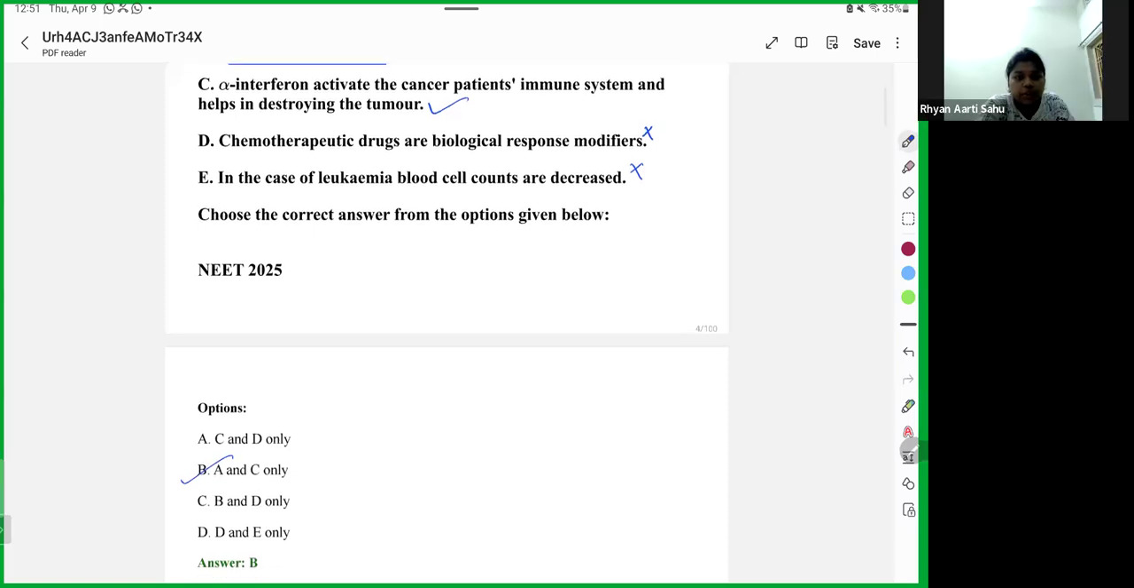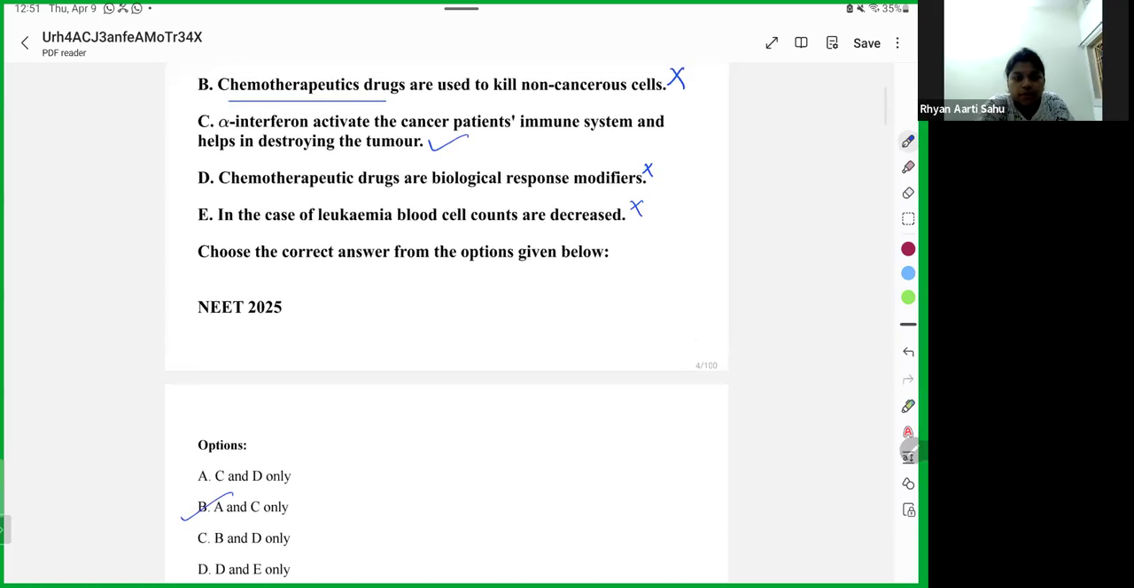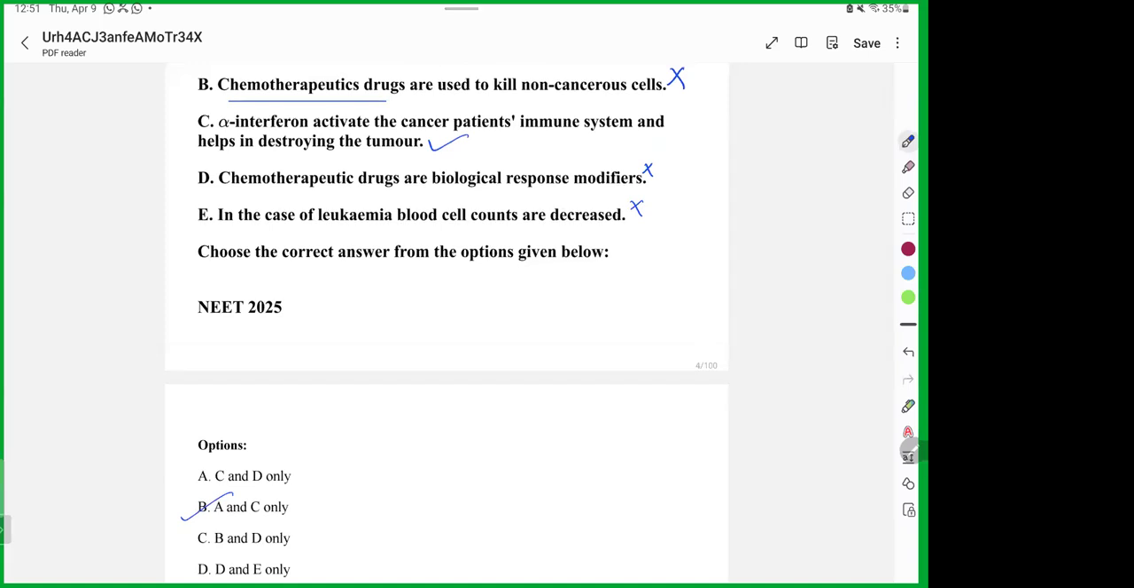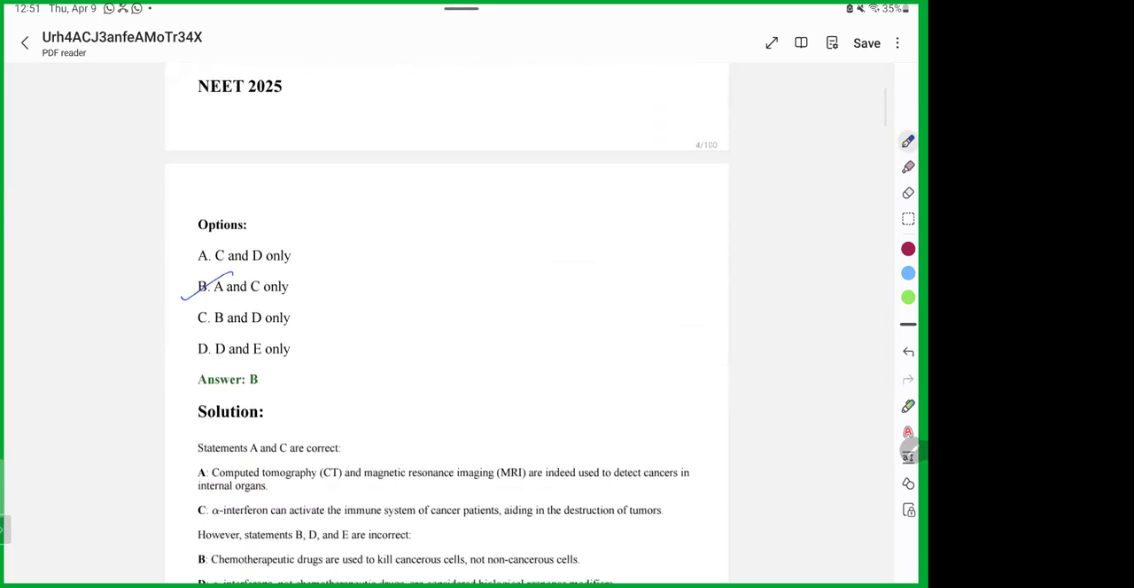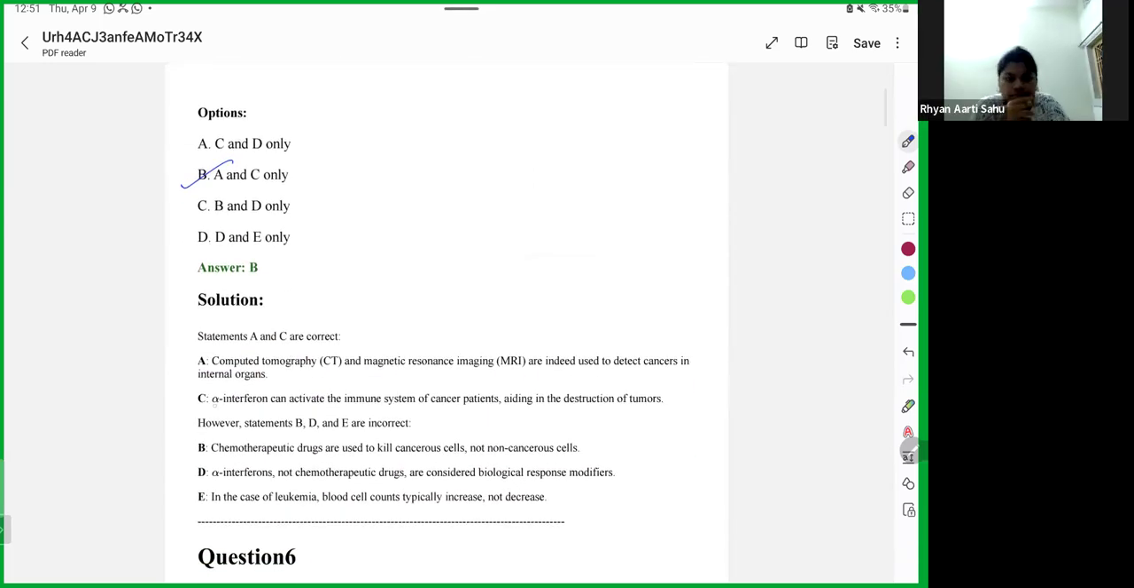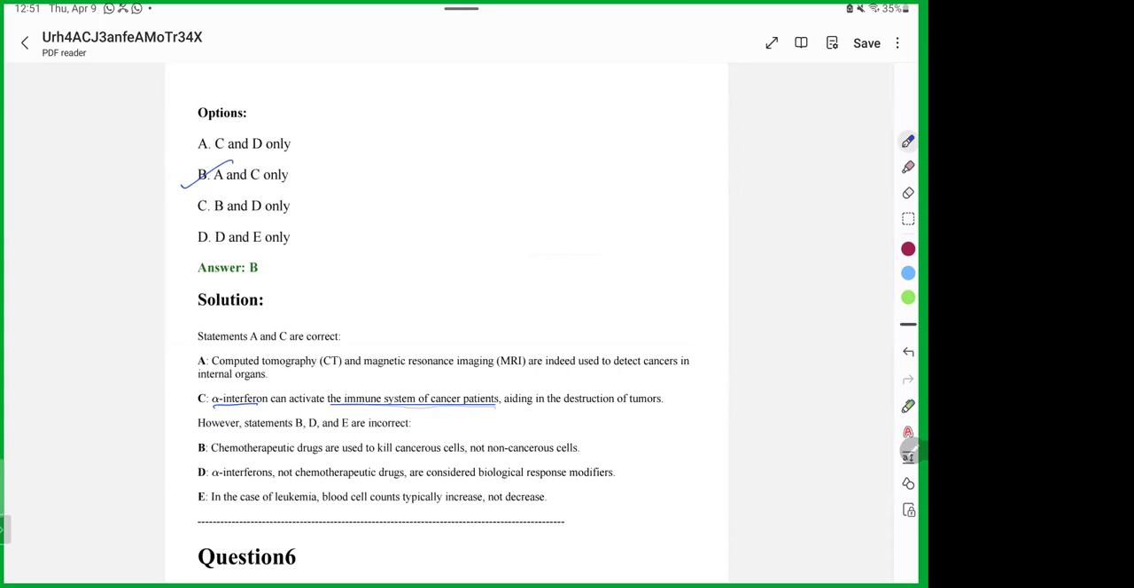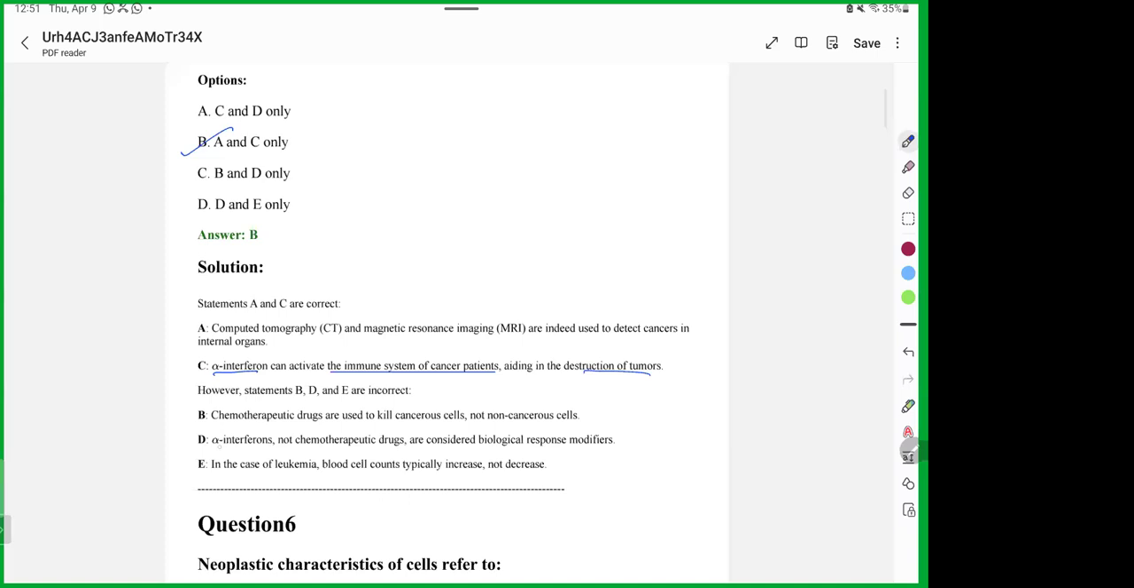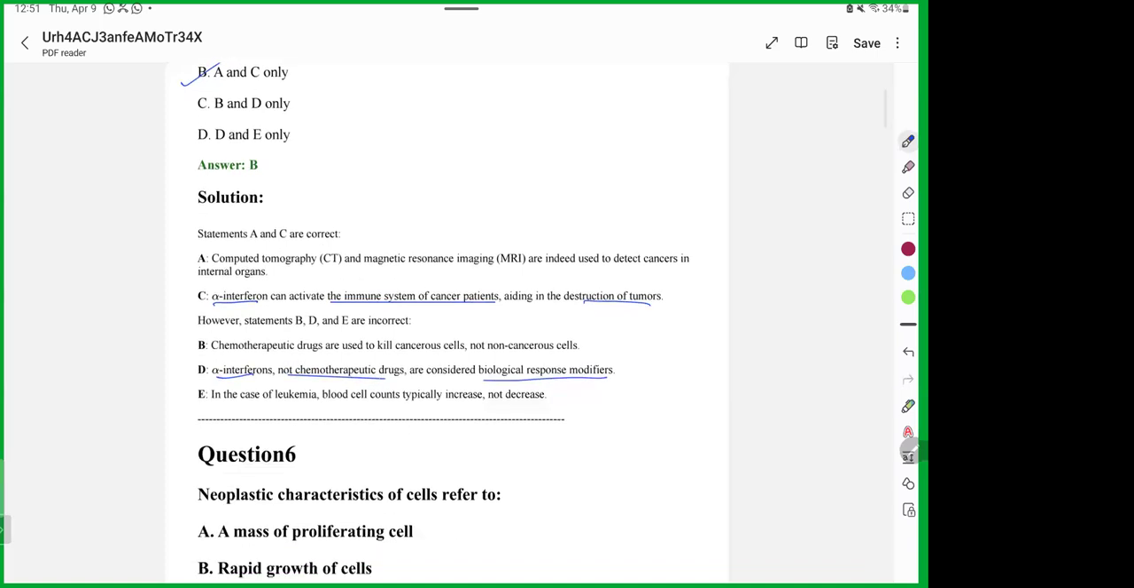Sir, chemotherapeutic drugs and biological response modifiers? No, no. Chemotherapeutic drugs are the medicines that destroy the cancer cell. They are not biological response modifiers. Biological response modifiers are alpha interferon that improve the immune system. Correct. Yes sir, got it. Alpha interferon activates the immune system of cancer patients and destroys the tumor cell. Correct. That's why C. Alpha interferon is not a chemotherapeutic drug because it is a biological response modifier.